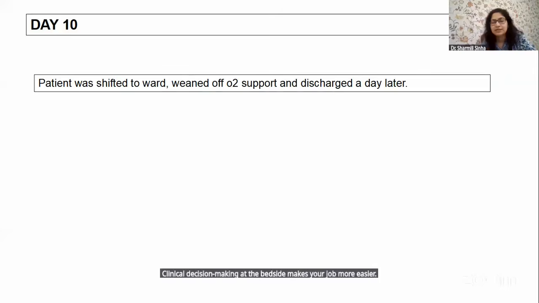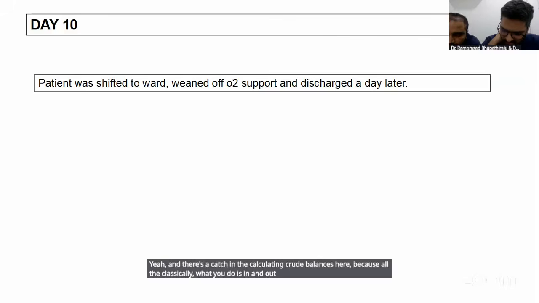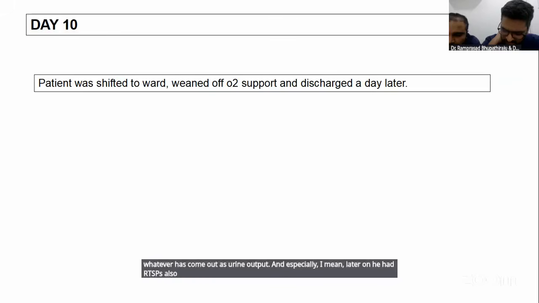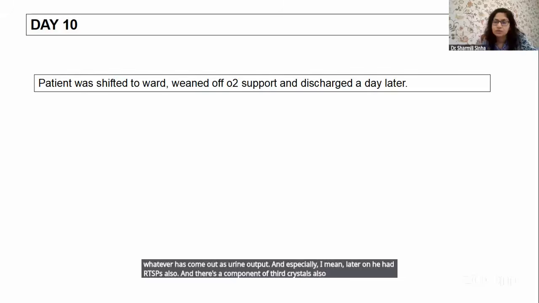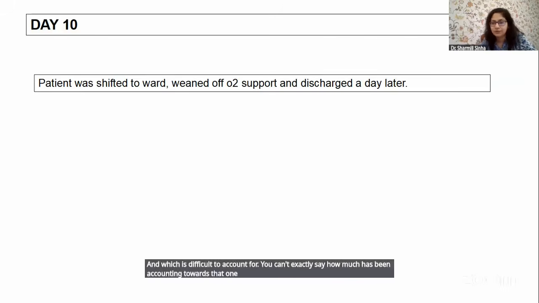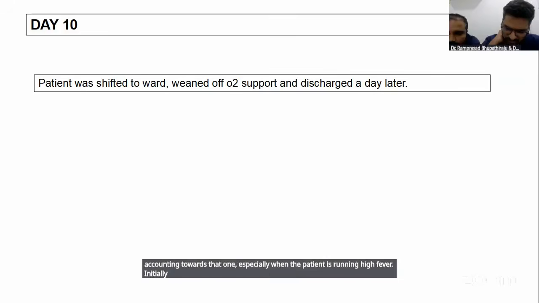And there's a catch in calculating fluid balances here. Classically what we do is in and out: whatever has gone in minus whatever has come out as urine output. Later on he had aspirates also, and there's a component of third-space fluid loss, which is difficult to account for, especially when the patient is running a high fever. Initially, for a few days he did not have fever, and later on he had.